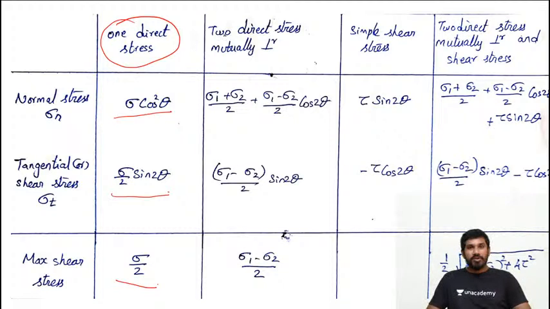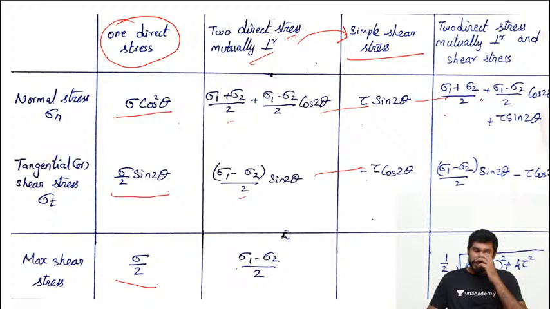Same way, two direct stresses applied in a mutually perpendicular direction, then the equation is given. For a simple shear, the equation is given. Now combining two direct stresses plus simple shear, if you combine these, you will have this equation, right? So these are the 4 different kinds of loading conditions where you will have a normal stress, tangential stress, and maximum shear stress equation.